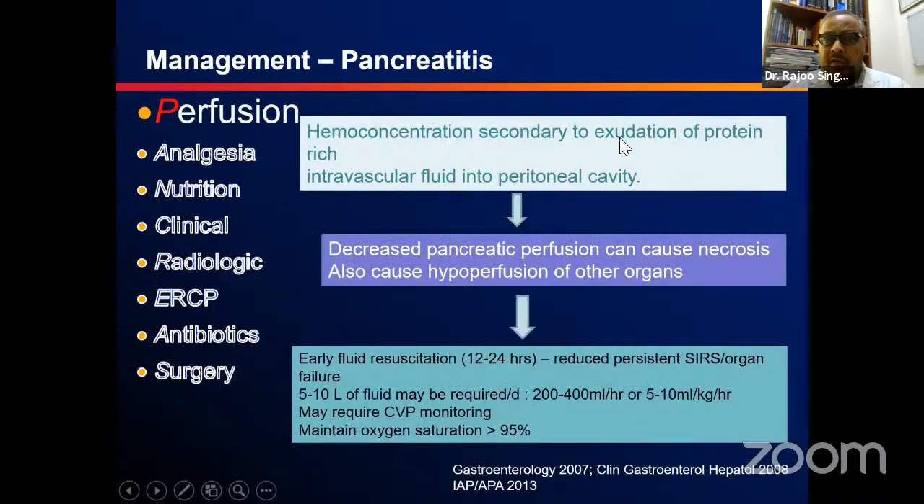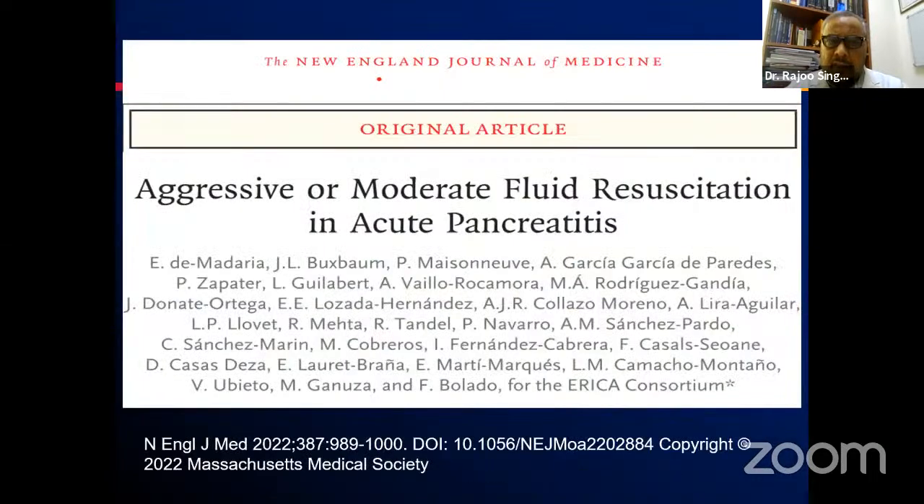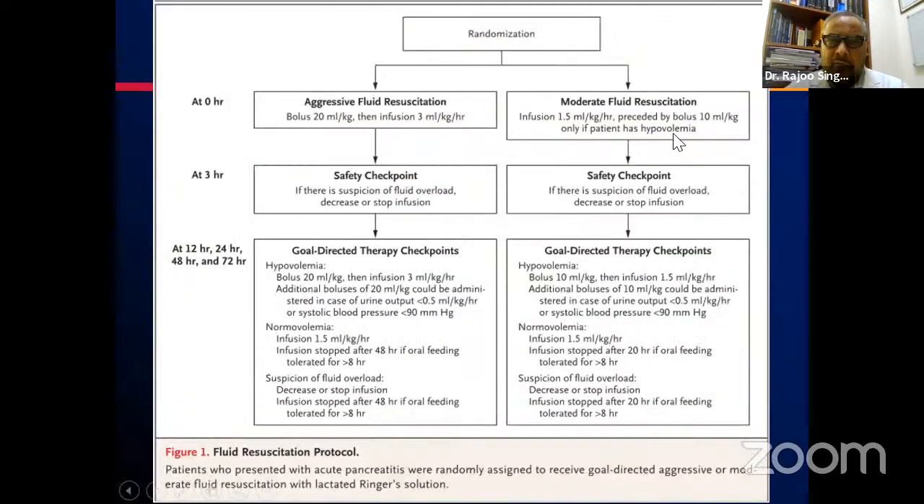Now, hemoconcentration secondary to exudation of protein-rich intravascular fluid happens in the peritoneal cavity. So there is a large amount of fluid loss. So early fluid resuscitation leads on to a better outcome. Initially, there was a concept that you require a very large quantity of fluid and aggressive fluid management, which is getting slightly diffused now by a recent article in the New England Journal of Medicine, where they have shown very clearly that a moderate fluid resuscitation leads on to a better outcome.